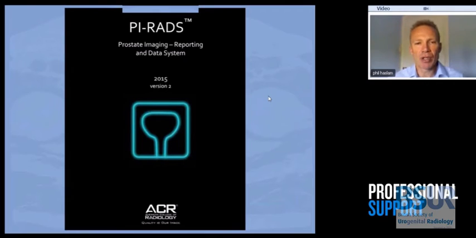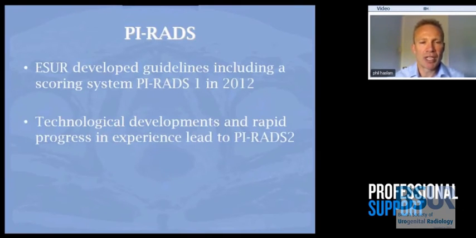So this now brings us on to PI-RADS. This is the Prostate Imaging Reporting and Data System. We're now on version 2, which came out in 2015. Version 3 is underway. Where did this come from? Well, this came from back in 2012, when the European Society of Uroradiology developed guidelines for reporting prostate MRI and performing prostate MRI. And they came up with this scoring system called PI-RADS.